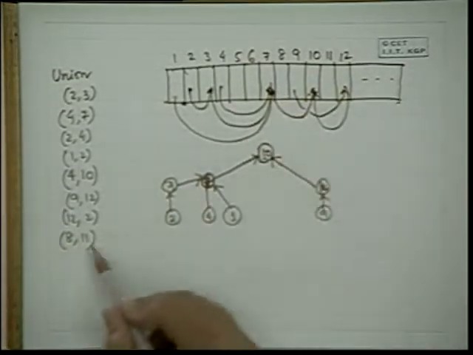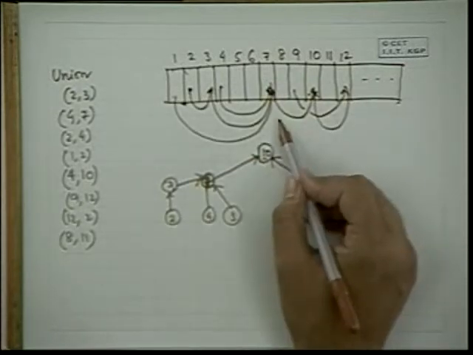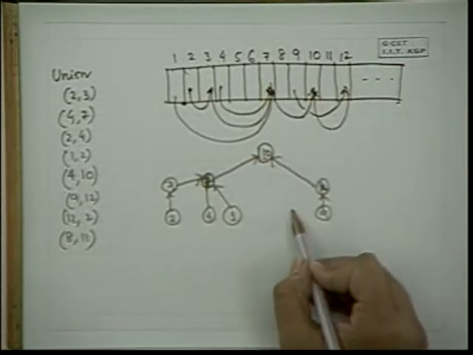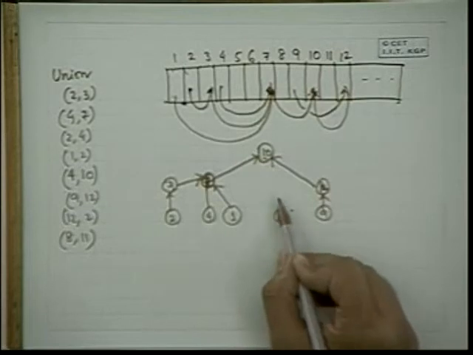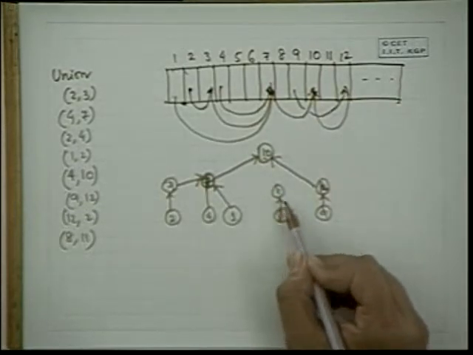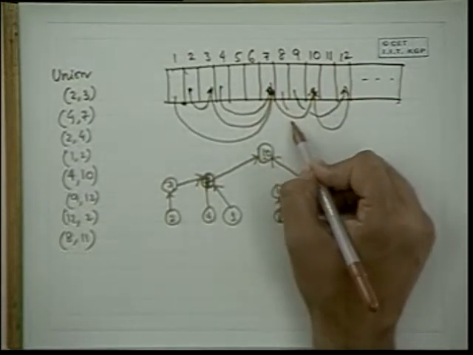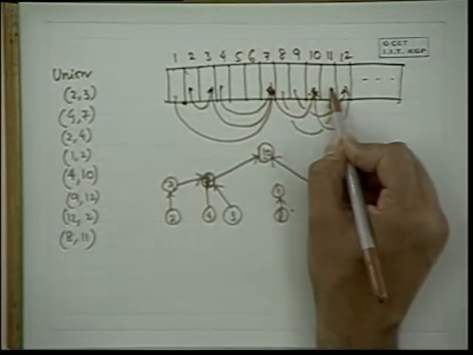8 is by itself, 11 is also by itself. So probably we will put 8 and 11, 8 and say 11. So 8 will go and it will be made to point to 11.